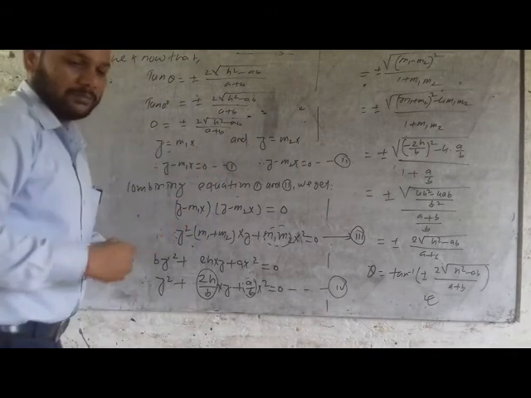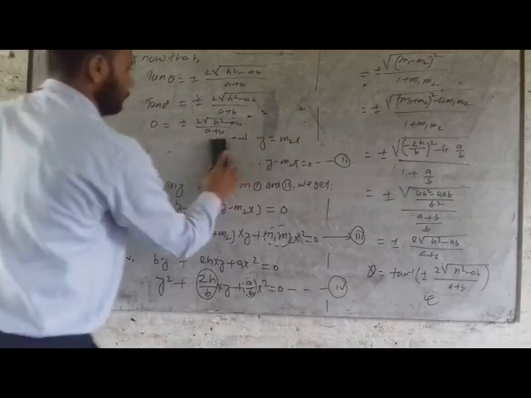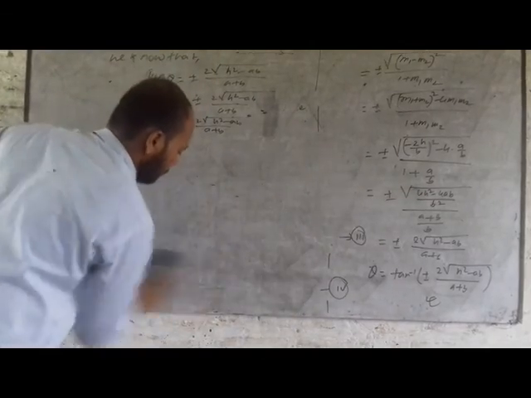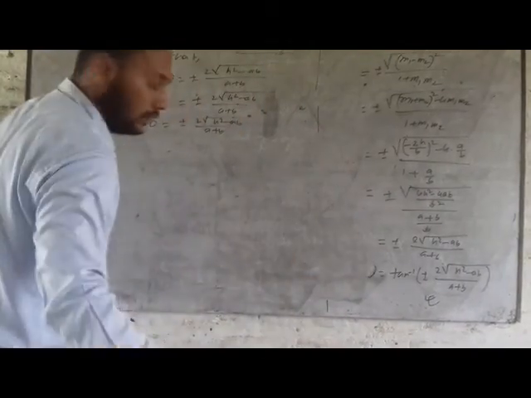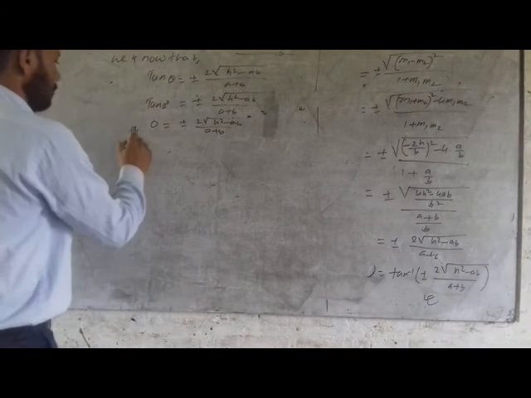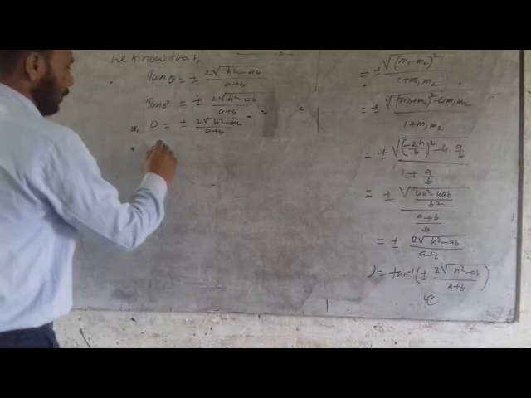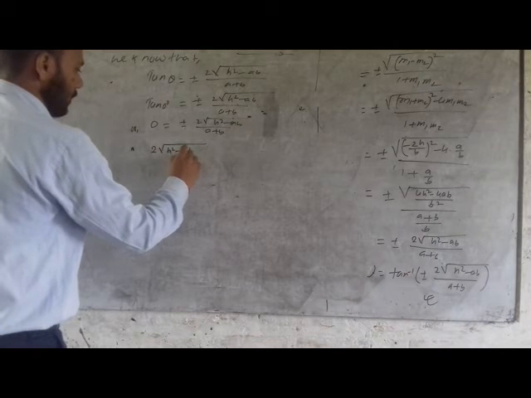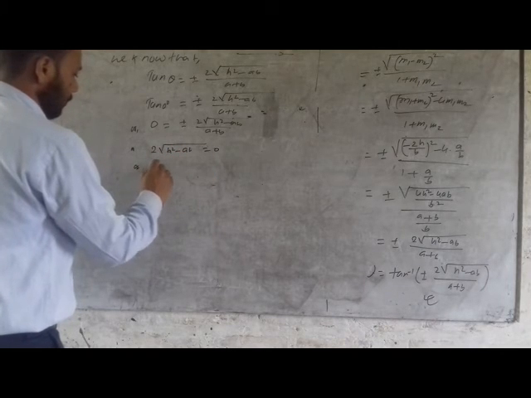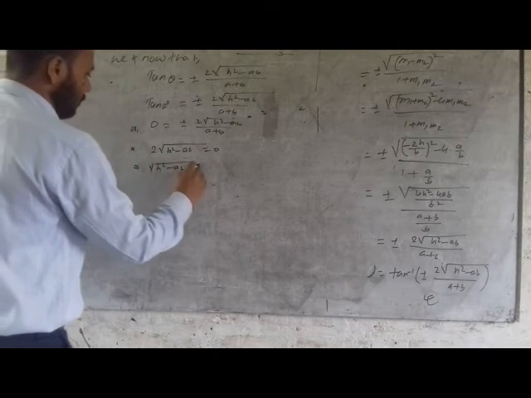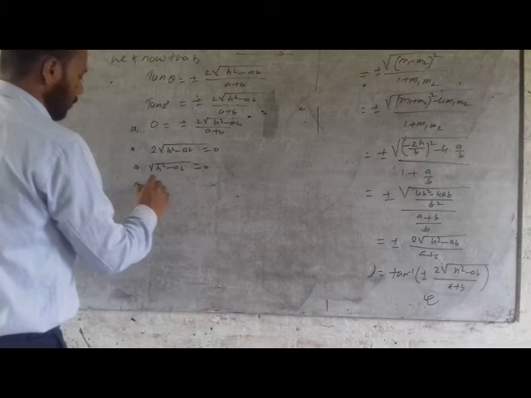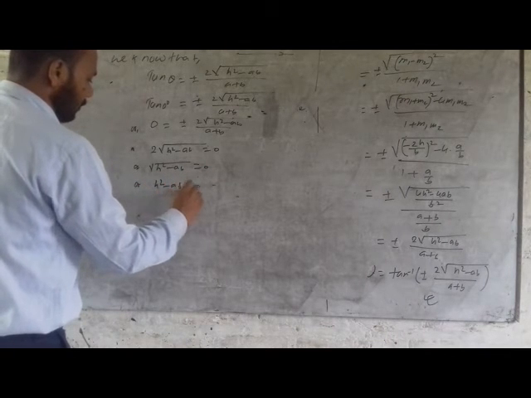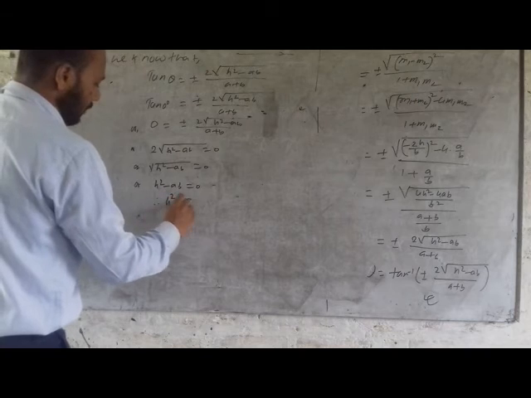Now I am going to erase this also. Here we cross multiply, we get 2 root under h square minus ab is equal to 0. Therefore root under h square minus ab is equal to 0, and squaring on both sides, h square minus ab is equal to 0. Therefore h square is equal to ab.